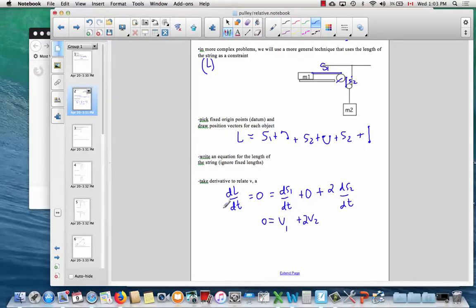If we were to do a second derivative, and remember a time derivative is L dot, so if we were to do L double dot, well, it's still 0, and that will be the second time derivative of S1 plus 2 times the second time derivative of S2. And the second derivative of position is the acceleration. So you see, once again, a 2-to-1 ratio of the accelerations, as we indicated earlier.